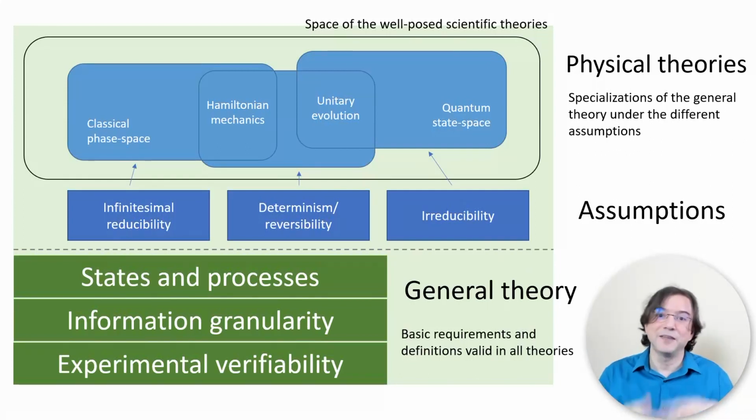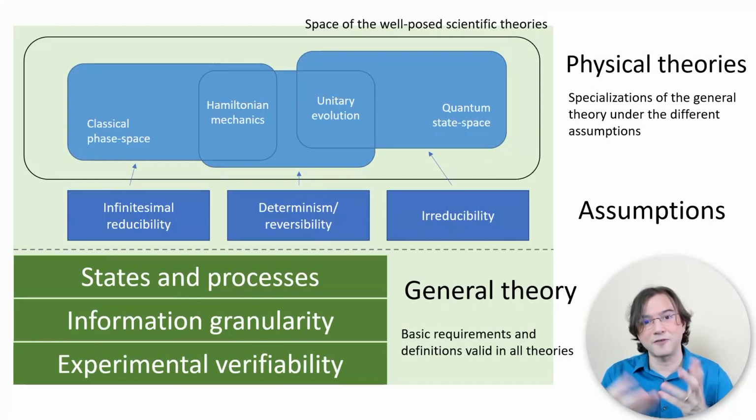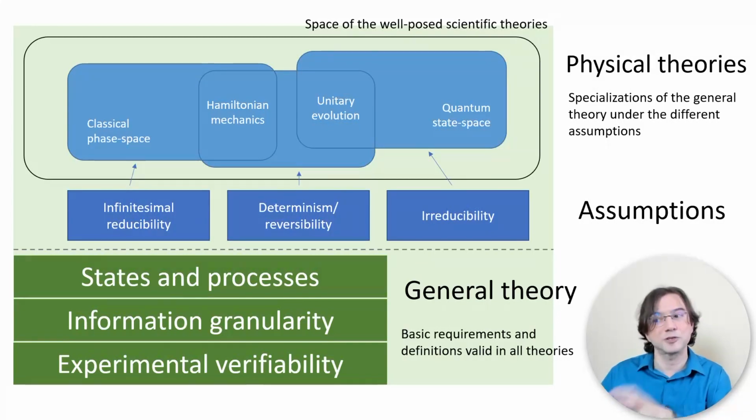So we can say the state is infinitesimally reducible and we recover classical phase space, or the state is irreducible and then we recover the quantum state space. Or we can add assumptions on processes, not just on states, and say that the system is deterministic and reversible, and then we find Hamiltonian mechanics as the deterministic and reversible part of classical mechanics, and unitary evolution, the Schrödinger equation, for quantum mechanics. So that's overall the idea of what we are trying to do.